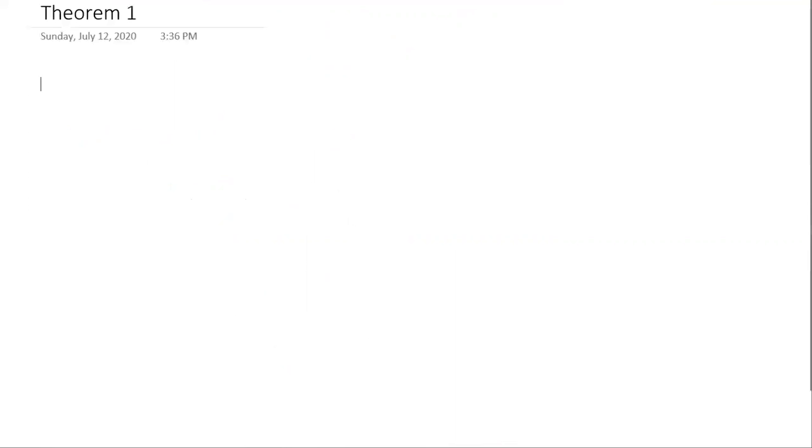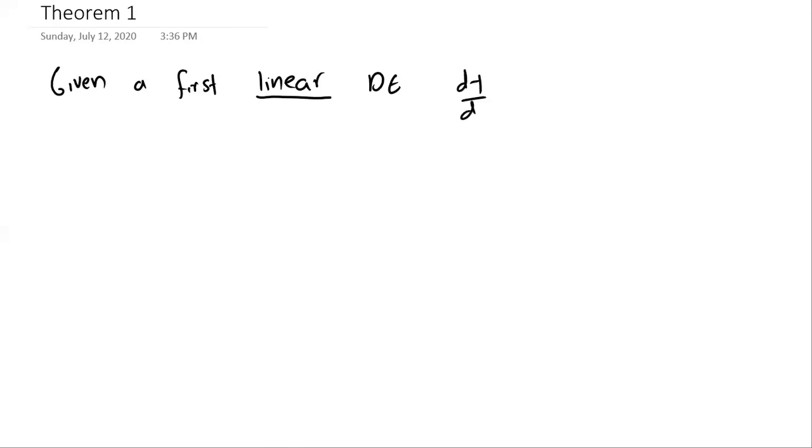Okay? So now let me just write this as a theorem. Okay. So given a first order linear, so remember this only works for linear ODEs. So given a first order linear differential equation, and of course we know what this looks like. This looks like dy dx plus some function p times y equals some function g.